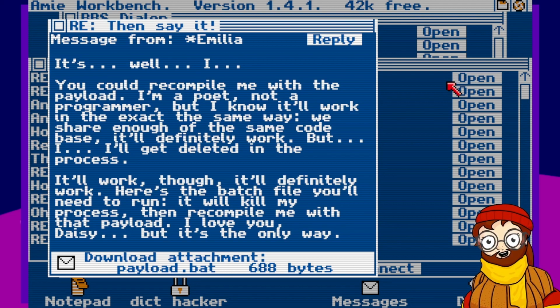I'm a poet, not a programmer, but I know it'll work in the same way. We share enough of the same code base. It'll definitely work, but I'll get deleted in the process. It'll work, though. Here's the batch file you'll need to run. It'll kill me. It will kill my process, then recompile me with that payload. I love you, Daisy, but it's the only way.